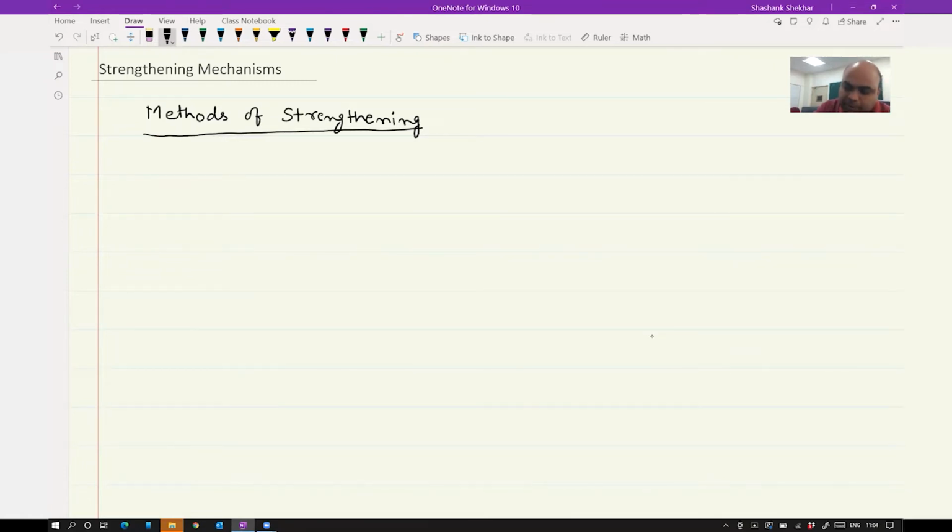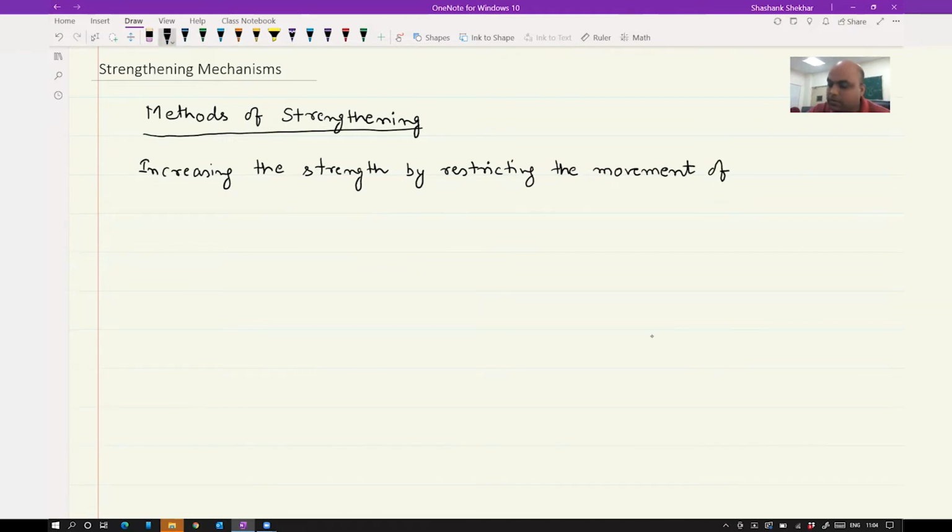So what we are doing is increasing the strength by restricting the movement of dislocations. And when you do that, you are increasing the strength of the material, right?